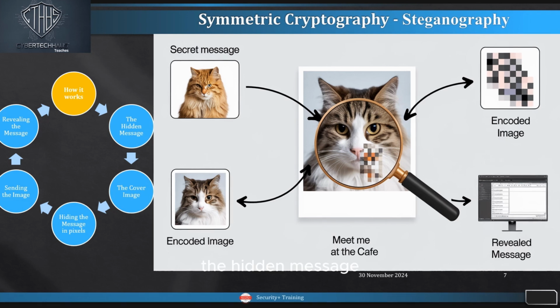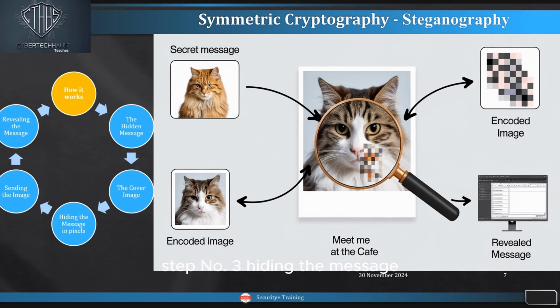the hidden message. Think of your message as a tiny piece of paper with the words, "Meet me at the cafe" written. Step number 2, the cover image. You take a picture of something ordinary, like a cat, as you can see in the slide, or a sunset. This is your cover image.